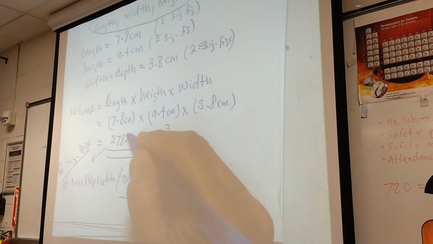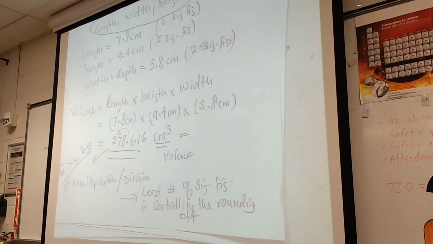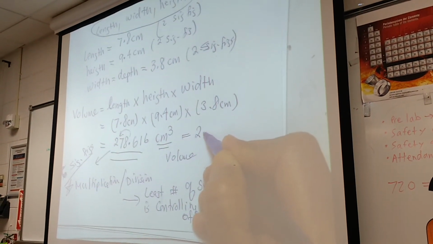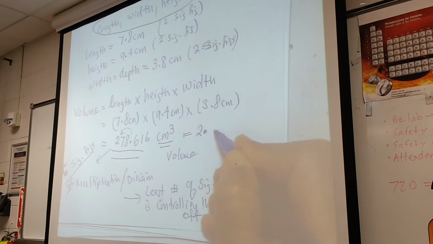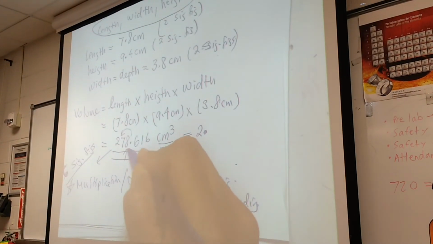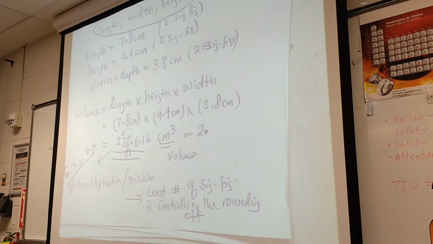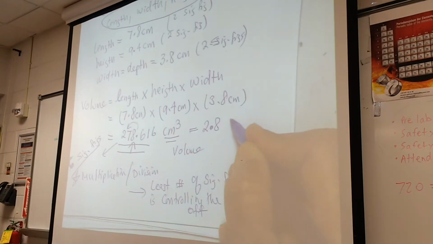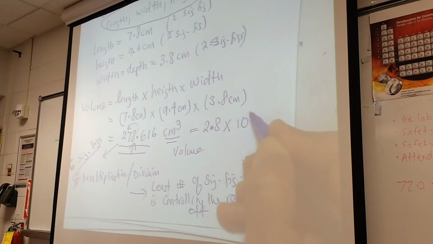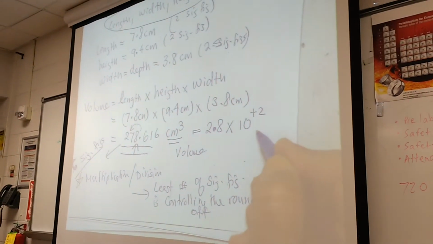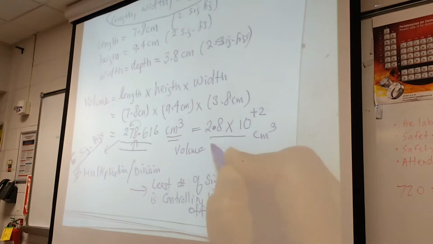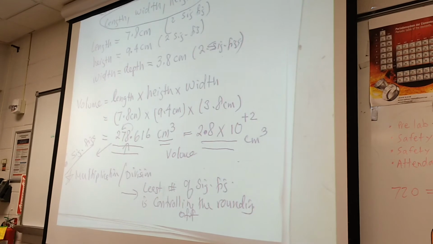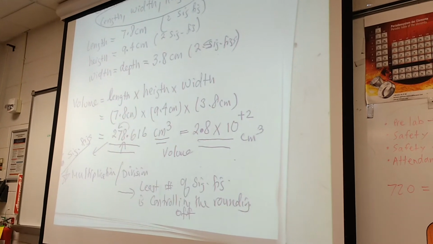But I will move the digit, say 2, correct? Move the decimal. So it will be 2 point, so 2, and then the decimal I move it. And then I have the 7, here is 8, correct? 5 and above is rounded and carried on as 1. So 2.8, and how many digits do I move? 2. 2 centimeter cube. So I have 2.8 times 10 to the power 2. So I move the decimal 2 digits.